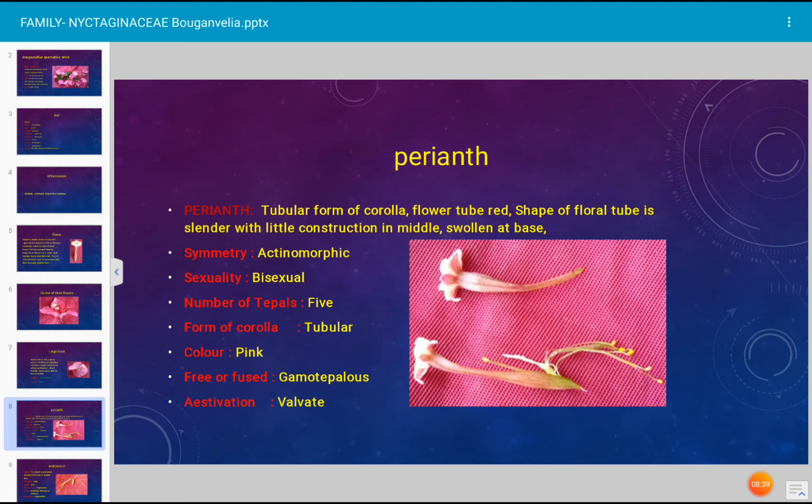The form of corolla is tubular, tube-like. A tubular corolla is always gamopetalous, when petals unite to form a tube-like structure. The corolla is tubular here because the tepals present in the flower are united to form a tube-like structure, and the color of the corolla is pinkish or yellowish. The tepals are fused, therefore this is described as gamotepalous condition. Estivation is valvate.